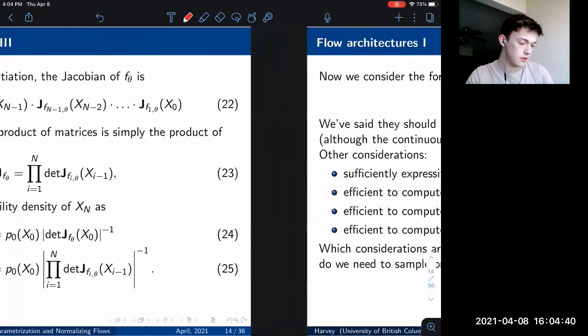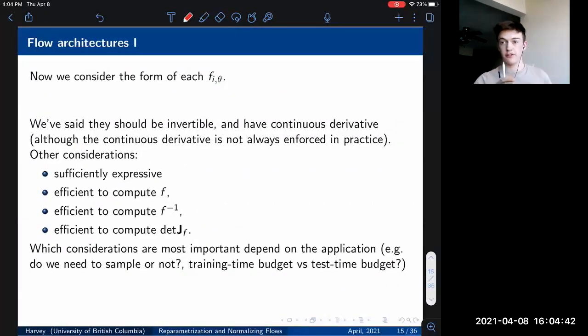And so now we're going to start thinking about the flow architectures, or the functional form of each layer, Fi theta, and what our requirements for them should be, what is a good function to choose. We've already gone over that they should be invertible and have a continuous derivative. But something to note is that technically they should have a continuous derivative, but this isn't always enforced in practice. If the derivative is continuous almost everywhere, then that seems to work fine.